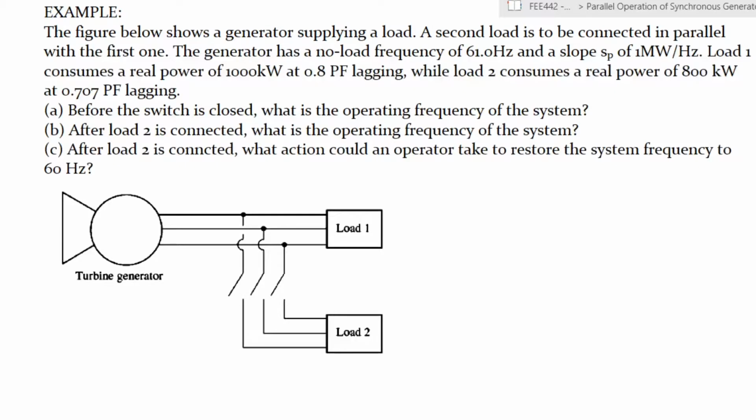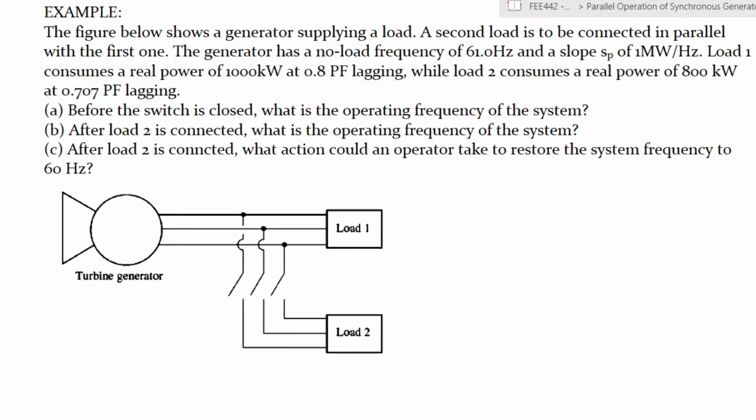That is the set point that you have set for this particular instance. The slope is given by 1 megawatt per Hertz. So for every megawatt increase, there's a 1 Hertz drop in frequency, right? As per the characteristic that we had. Load 1 consumes that power at that power factor, and load 2 consumes a real power of that at a power factor of 0.707.